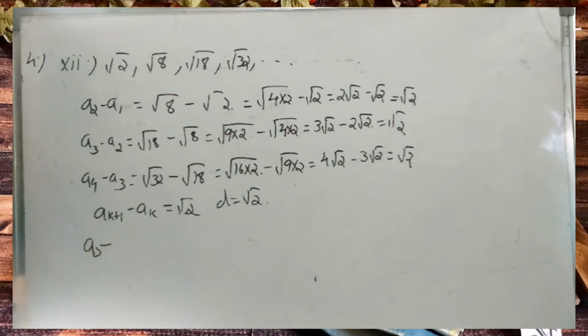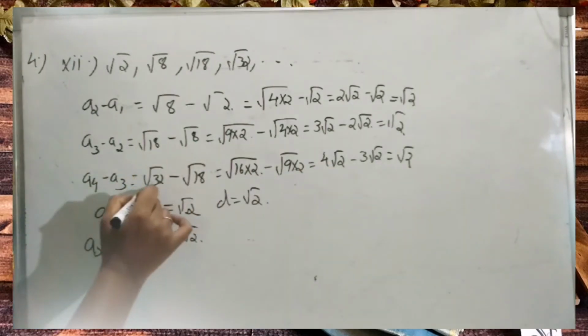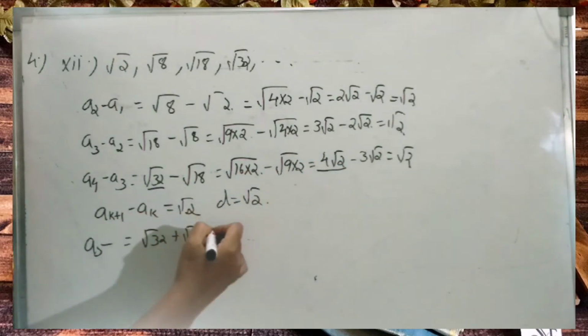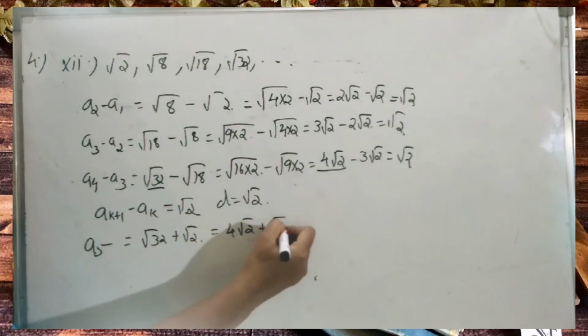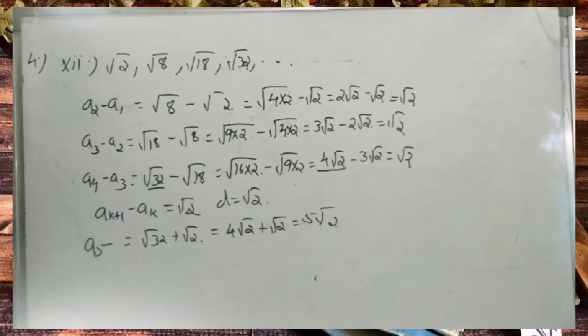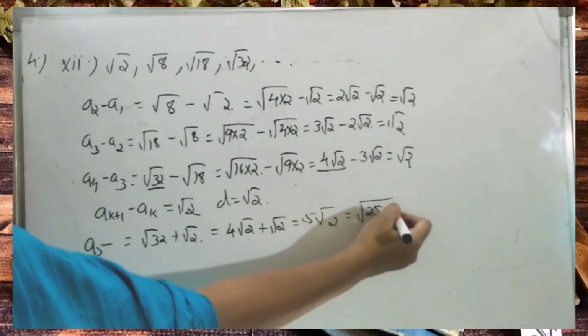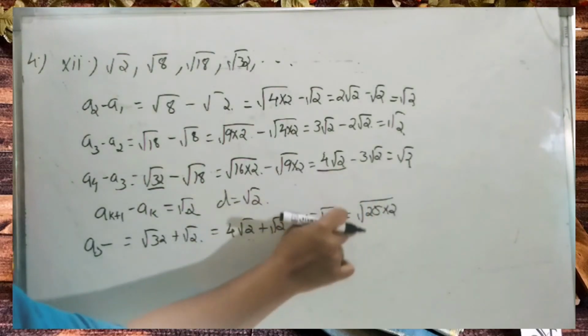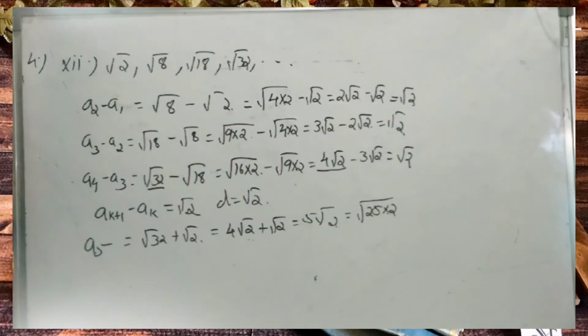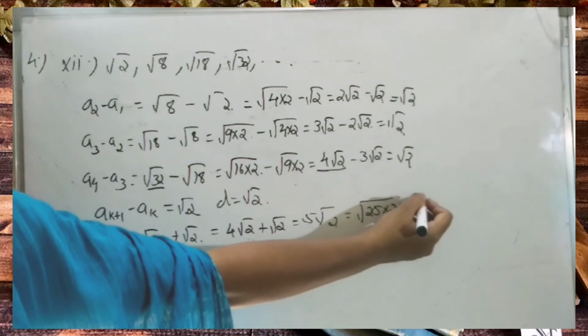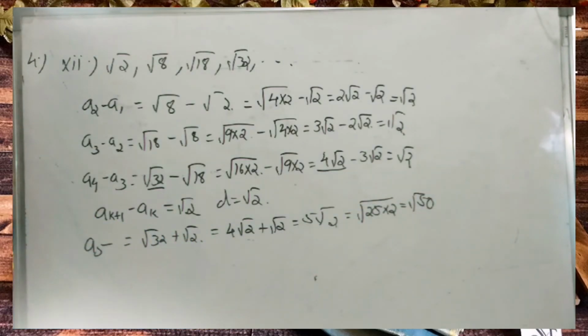Now the next term a5 is equal to root 32 plus root 2. And what is this root 32? Root 32 is 4 root 2, right? So 4 root 2 plus root 2 is equal to 5 root 2. Or we can write it as root of 25 into 2, right? 25, if you take it outside of the square root, then that becomes 5 root 2. So root of 25 into 2, that is root 50.